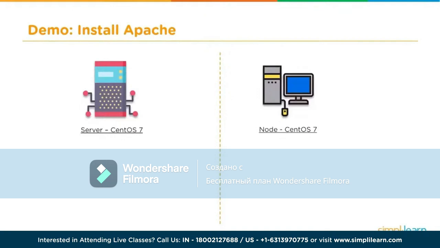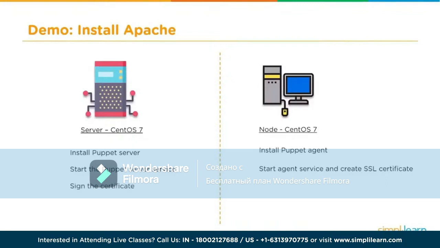So before we move on to the actual demo, I'll just take you through the various steps. So first we'll install the Puppet server on our server or master machine. We'll then start this server service. We then shift over to our node or the client machine and we'll install the Puppet agent service. We will then start this service too. And the minute you start the Puppet agent service, an SSL certificate is created. So this certificate will have the host name of your node attached to it. And this is how the master or the server will recognize this certificate and then it will sign this certificate.